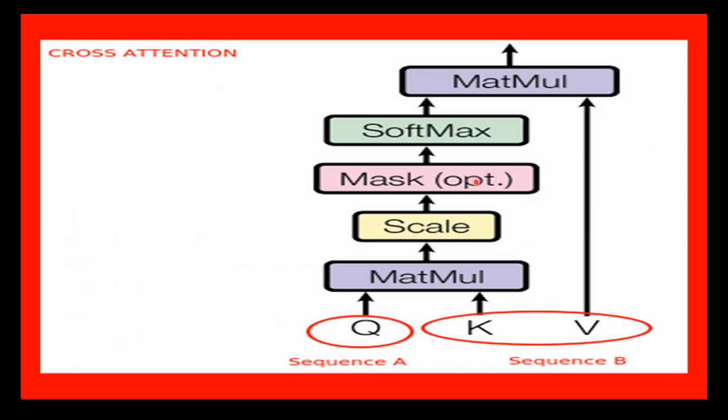Next comes the cross attention mechanism. Now cross attention is a mechanism used in transformer based models that enables them to attend to information from different layers or subcomponents within the model, which allows the model to capture complex relations between the different parts of the input sequence.